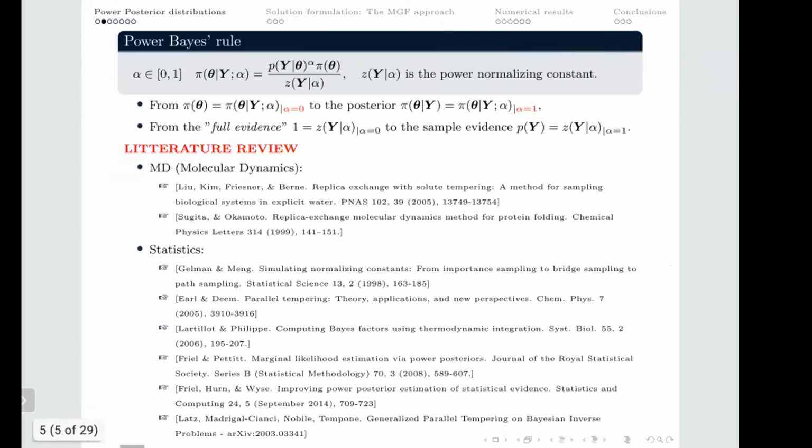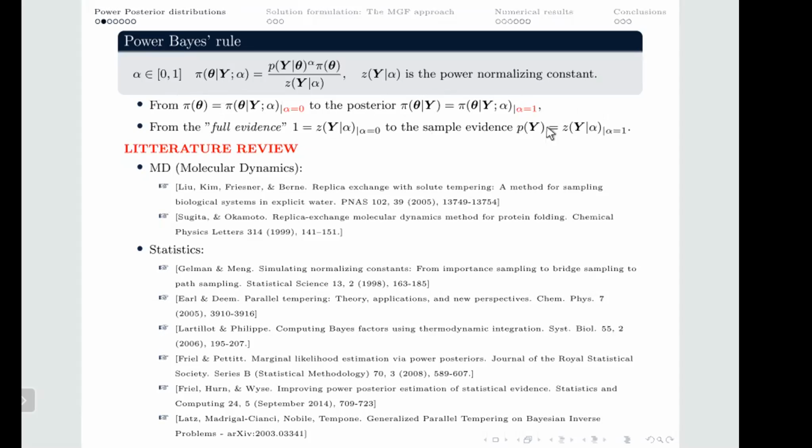So the basic idea of the power posterior distribution is quite simple. Rewrite the Bayes rule with tempering of the likelihood. So for alpha varying from 0 to 1, your power posterior distribution will go from the prior to the posterior. For alpha equals 0, you are exactly at the prior state. For alpha equals 1, you are at the posterior state. The same dynamic is observed for the normalizing factor, which varies from 1 at alpha equals 0 to P of Y.